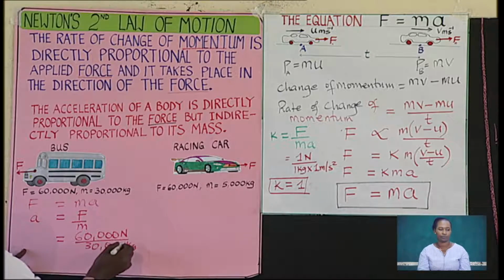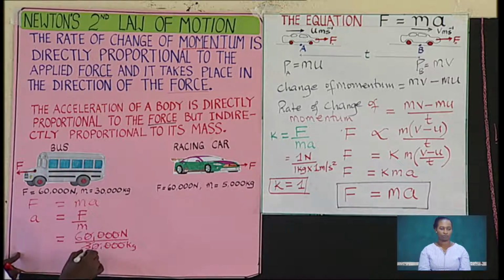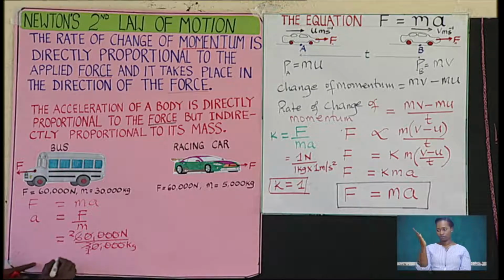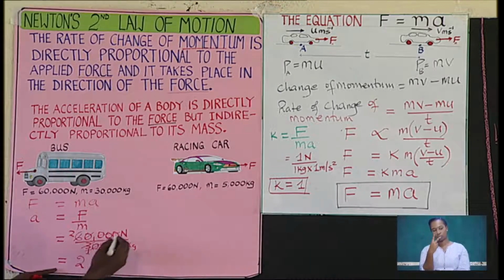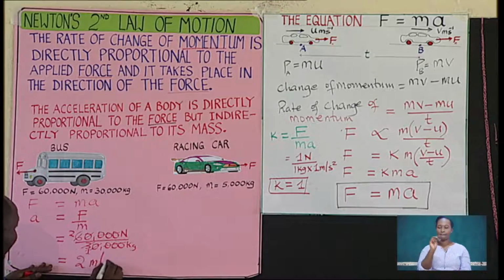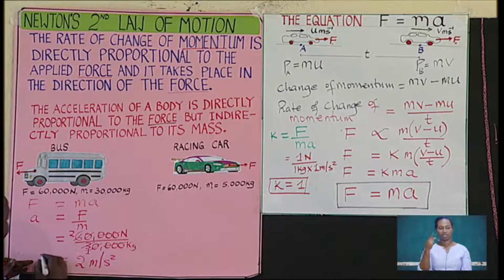And so these three zeros will cross out. Even this one will cross out, by the way. And by 3, this is going to be 1. By 3, there is what? Is 2. So it means our acceleration is going to be 2. You can even use newtons per kilogram, no problem. Or we can use meters per second squared. That is the acceleration of the bus.